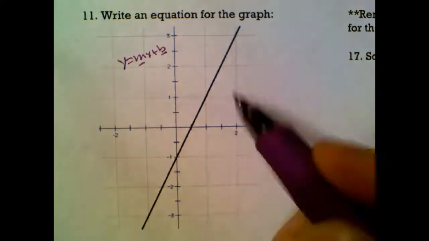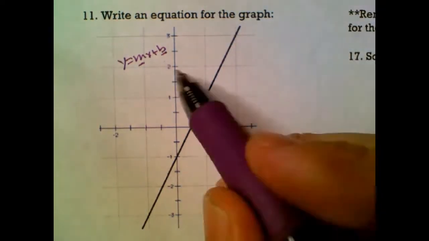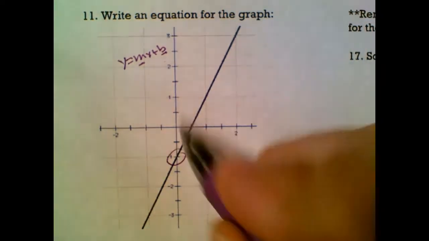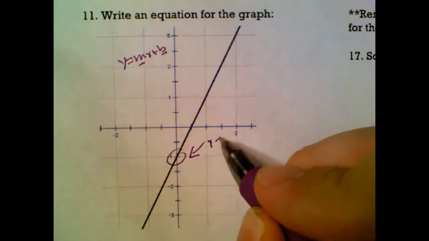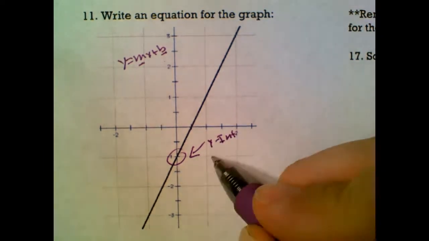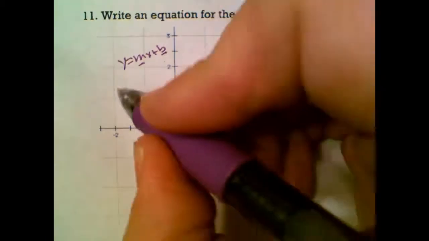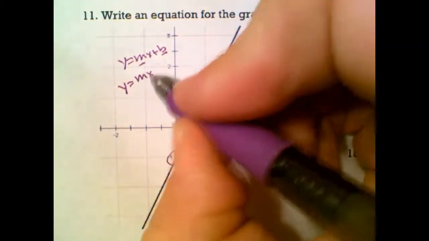So let's start with the b. Well, the b is the y-intercept. So if that's the y-intercept, we're just going to look at the y-axis, try to find where it crosses. Oh, it crosses right here. There's your y-intercept. And in this situation, our y-intercept is -1. So b is equal to -1. So what we have is y is equal to mx minus 1.